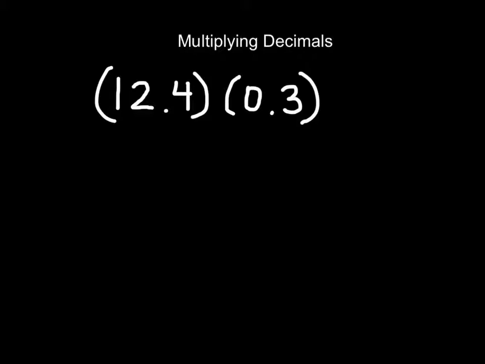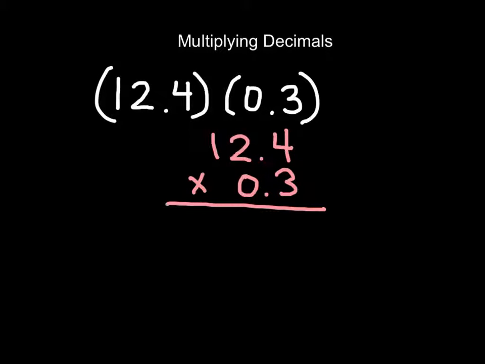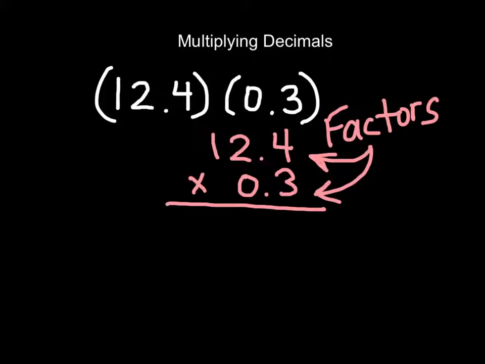When we multiply decimals, we multiply as we would any number, with the exception that we have to keep track of the decimal places in our factors. Okay, what we mean by factors are the numbers that are being multiplied together. So the factors in this problem are 12.4 and 0.3. So let me multiply, and I'm just going to ignore the decimal points for now.